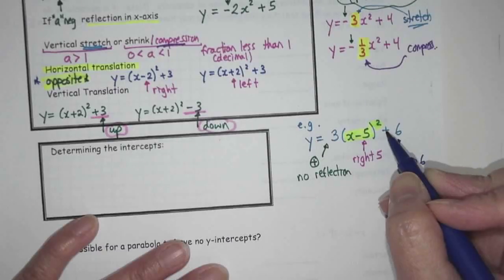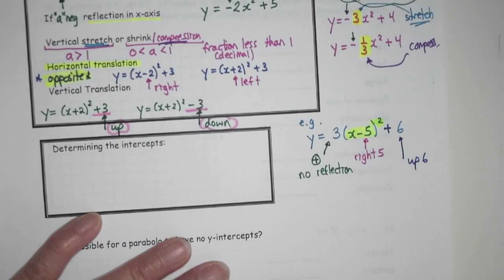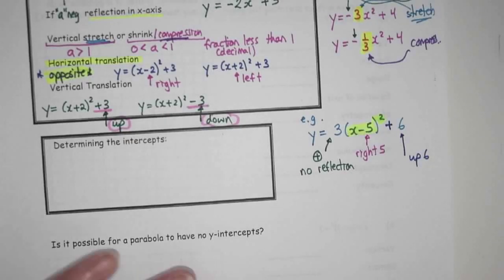How do we know it's up 6? Because it's plus 6. So we look at the signs, and that's it. Okay, and then this regular step pattern, which we're going to go over again when we graph it. So that kind of summarizes what that box did.